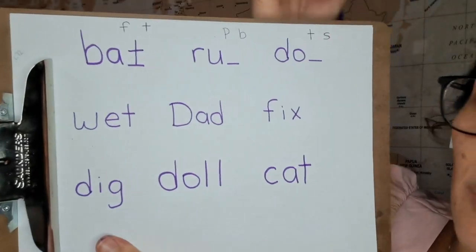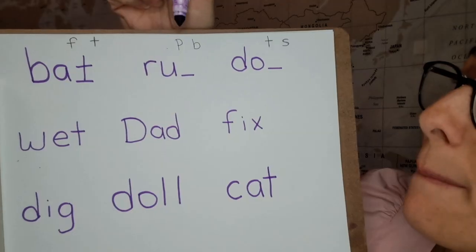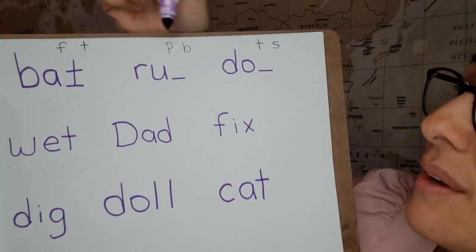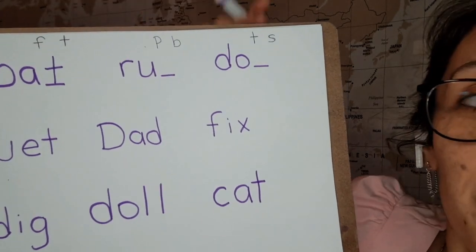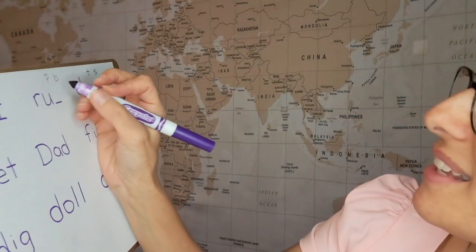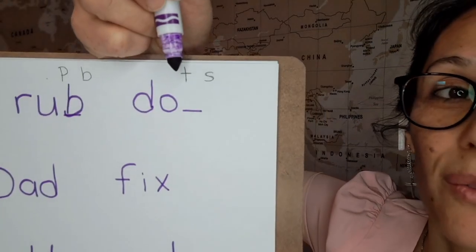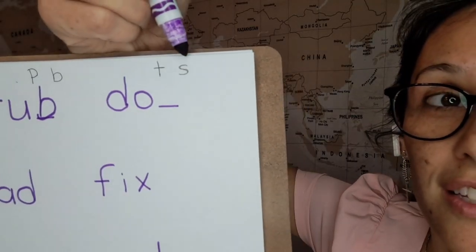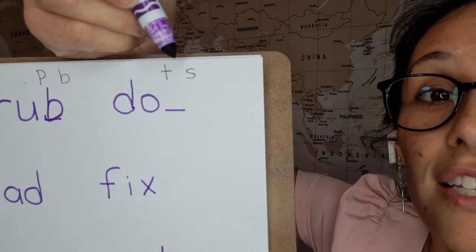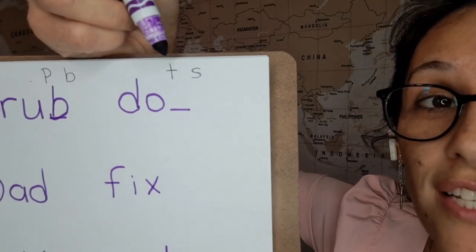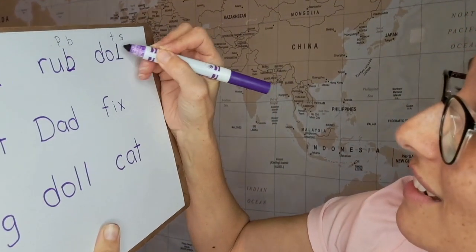All right, let's do the next one here. Rup, rup. Let's try the B. Rub, rub. Do you think it's rup or do you think it's rub? It's rub. Okay, one more here. Ready? Da, t, dot, or das, das. Das or dot? It's dot. Let's put the T down.